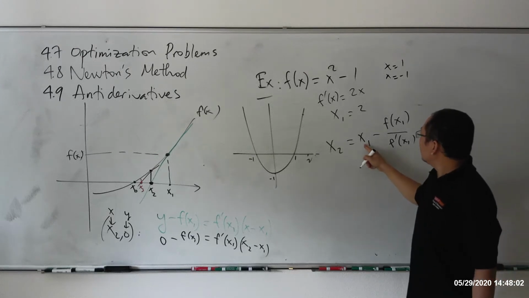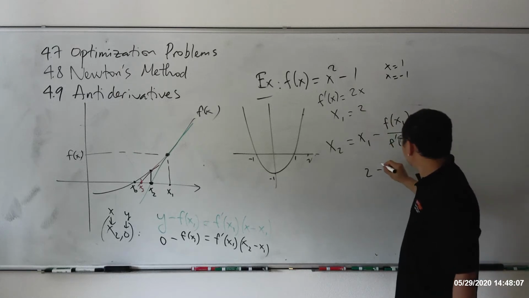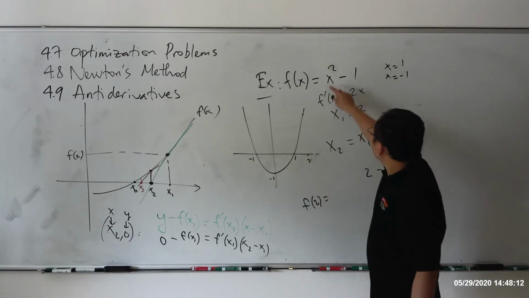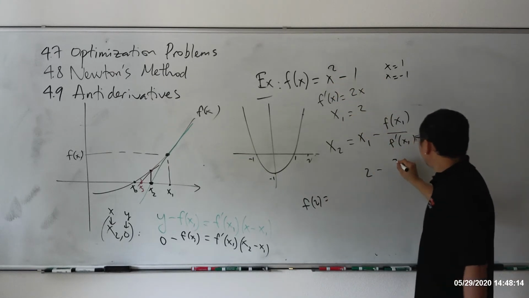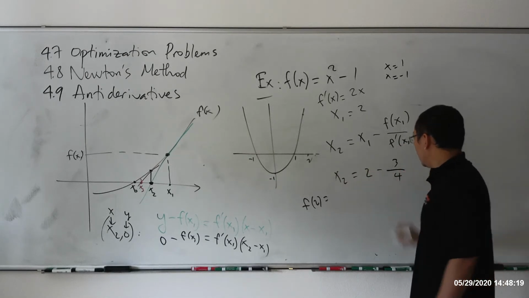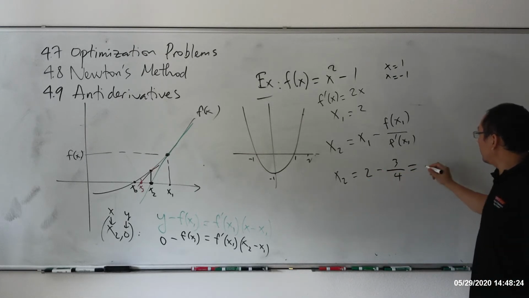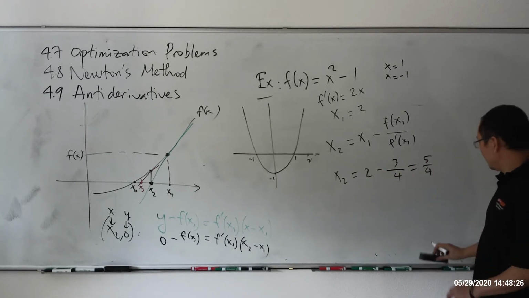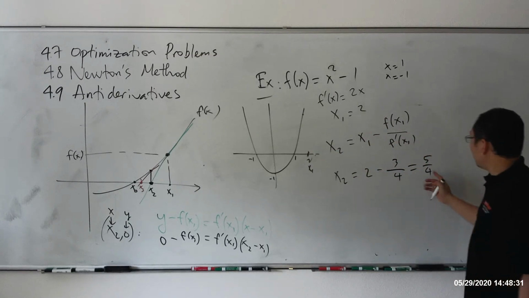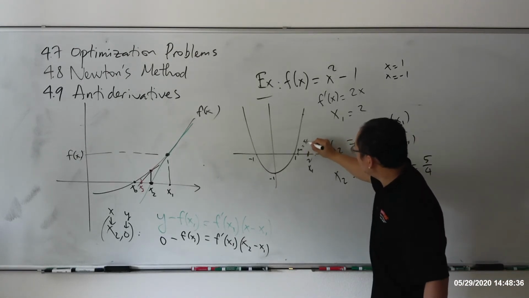So this is 2. So 2 minus f of 2 right here. F of 2, how much do we calculate this? 2 squared is 4 minus 1 is 3, over f prime of 2 is 4. So x2 is equal to this. And this is 8 over 4 minus 3 over 4 is 5 over 4. Okay? So we start right here, x1 equal to 2. We calculate x2: 5 over 4. Very close right here. This is x2, 5 over 4.